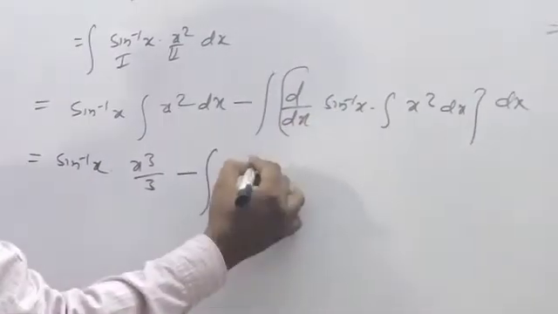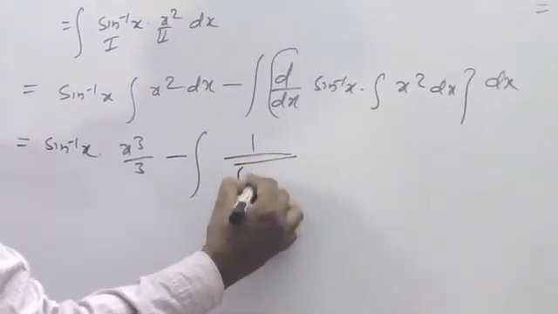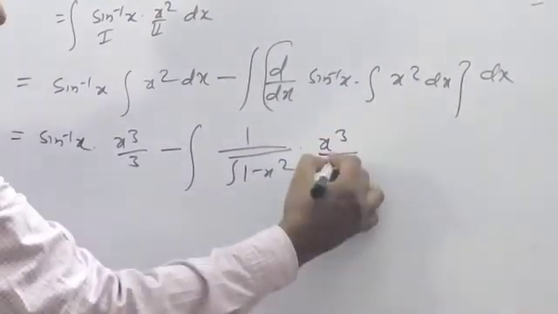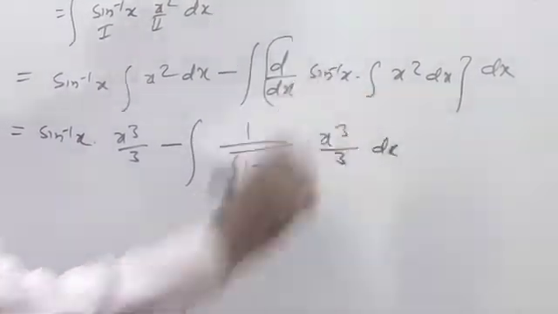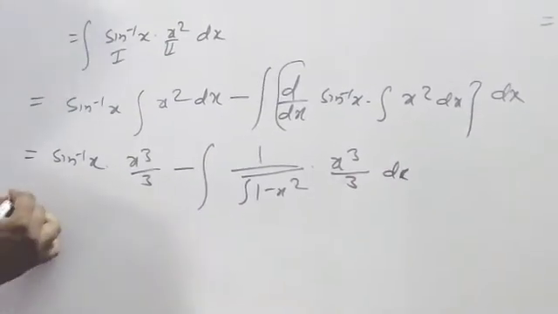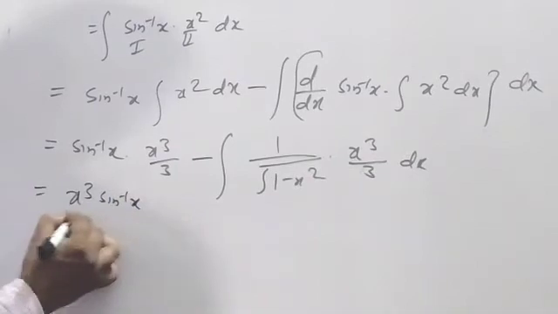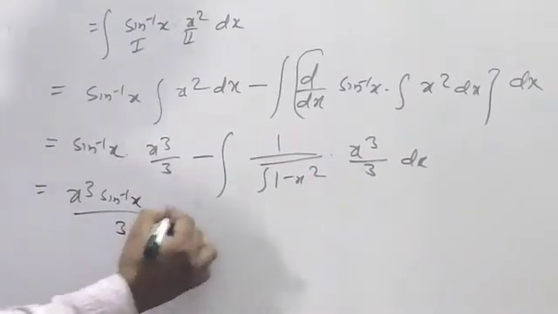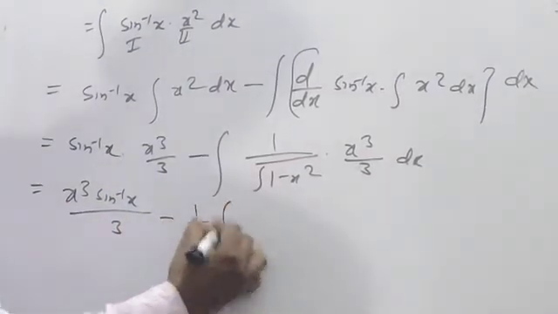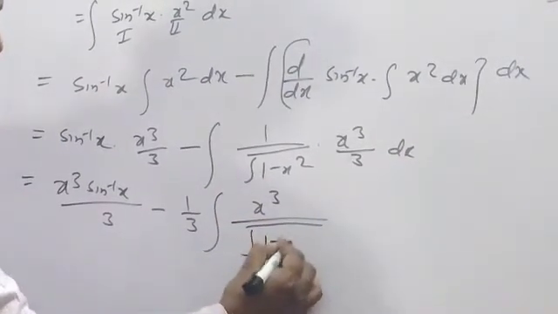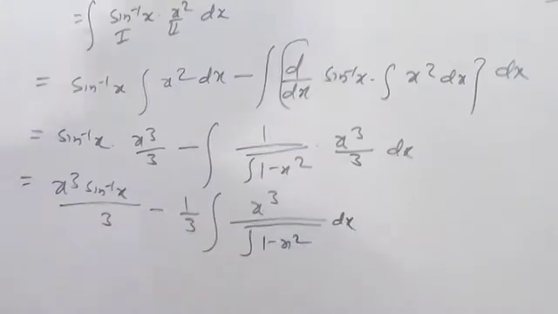minus the differentiation of sin inverse, which means what? Under root 1 minus x square, and x cube by 3 and dx. Now x cube into sin inverse x upon 3 minus 1 by 3 outside, x cube upon under root 1 minus x square and dx. Clear?